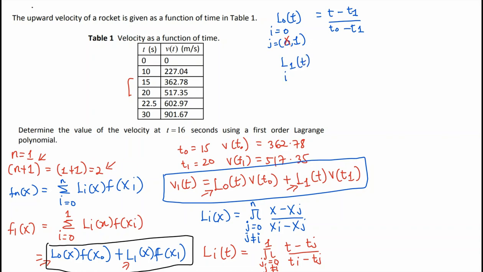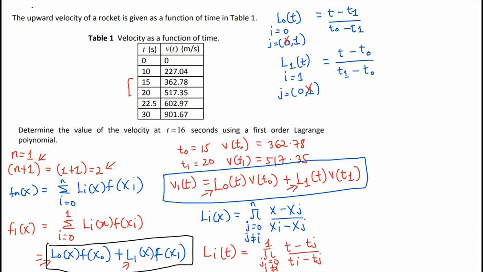In this case our i is equal to 1, and then the possible j values are 0 and then 1, and j must not be equal to i, so this one will be out. So you are going to have this equal to t minus tj. Our j is 0, divided by ti, i is 1, minus t0. Okay, so this is what we have.